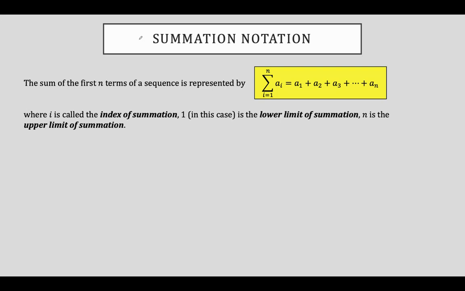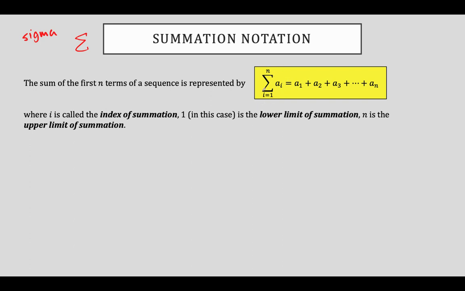In this video, we talk about summation notation, sometimes referred to as sigma notation. Why is it called sigma notation? Well, because we are utilizing the Greek letter capital sigma. Sigma means sum of. So, summation notation. The sum of the first n terms of a sequence is represented by the sum from i equals 1 to n of a subscript i. That's the language that we use for the summation.